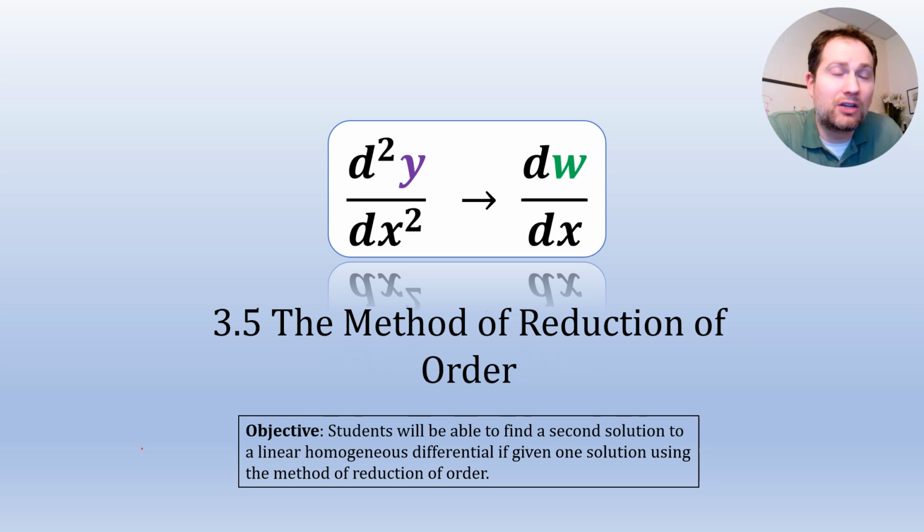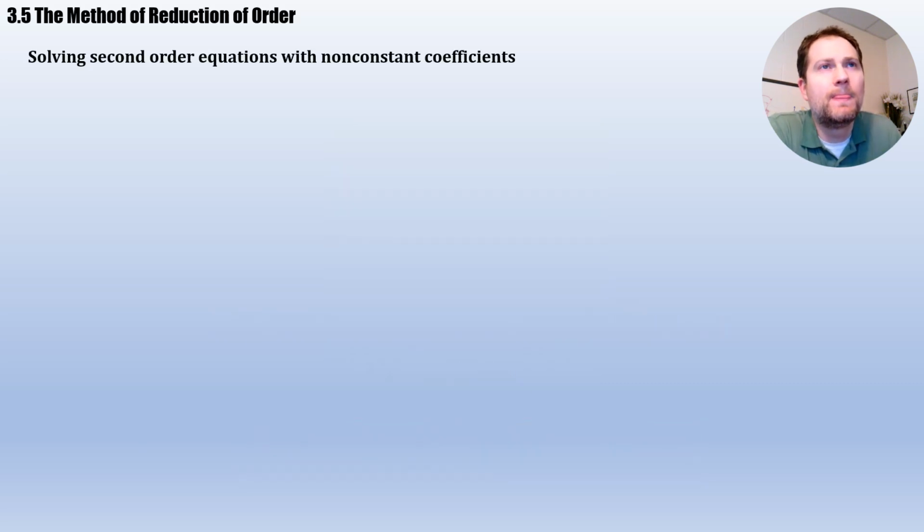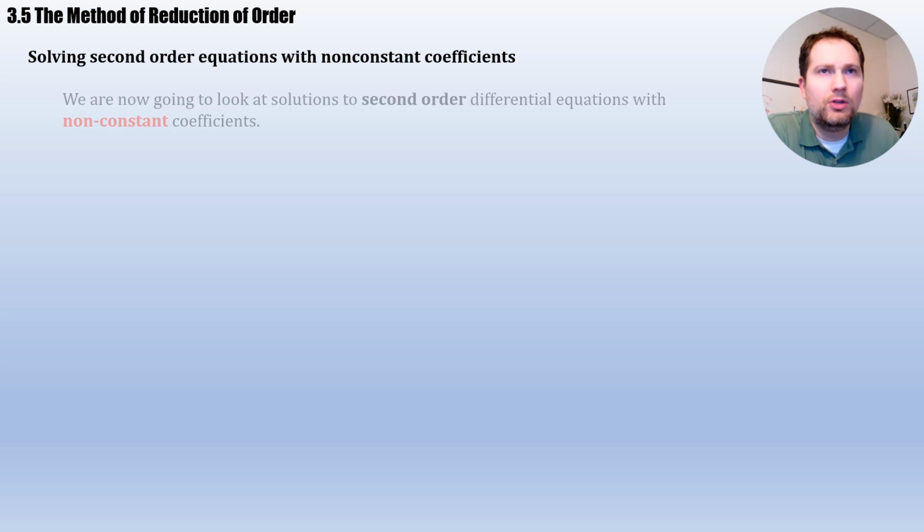Today we're going to take a look at section 3.5, the method of reduction of order. And the goal, of course, the title says it all, is to take a second order equation and turn it into a first order equation and use techniques from our prior learning to solve. So just a few ideas as we get started. Just think about where we are.